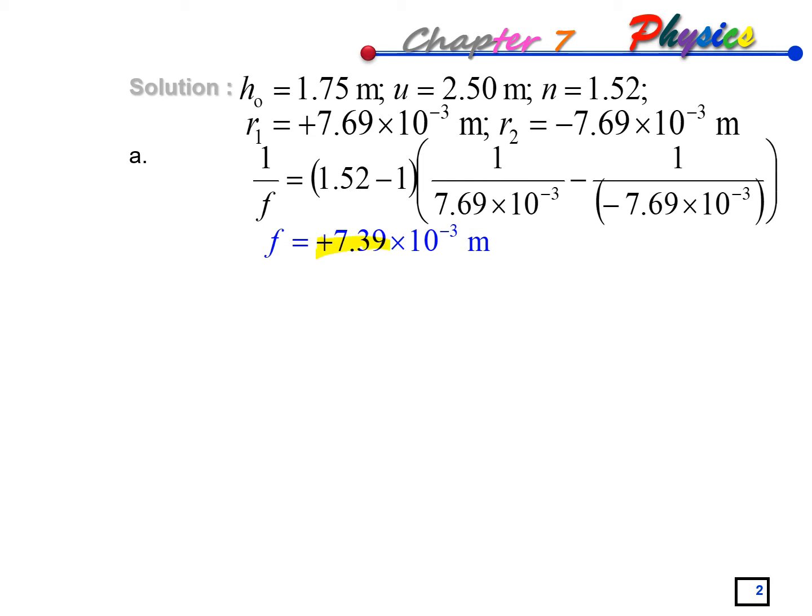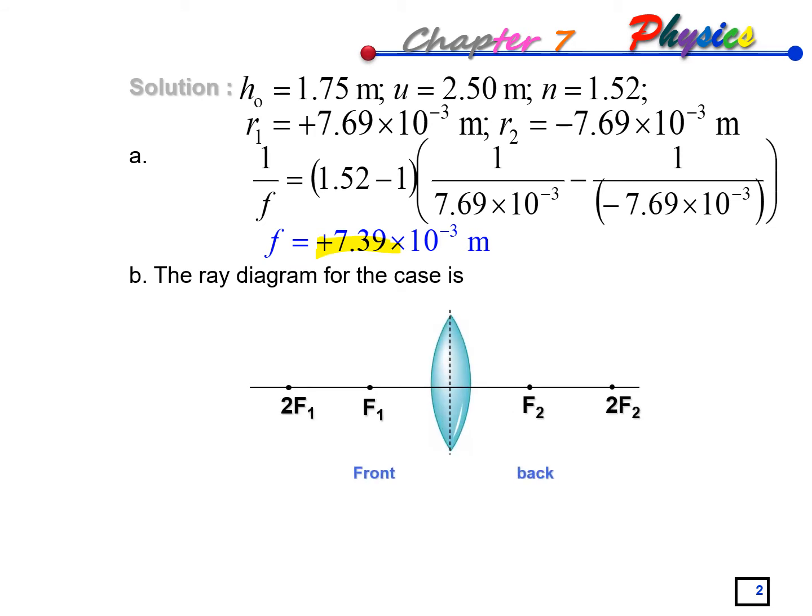So that means positive focal length. Basically for a convex lens you will get a positive focal length, a real focal length. And then B, they wanted to sketch. For this part, your U is greater than 2F, because F over here is given as 7.39, where U will be more than twice the value, which is 2.5 meter, right?